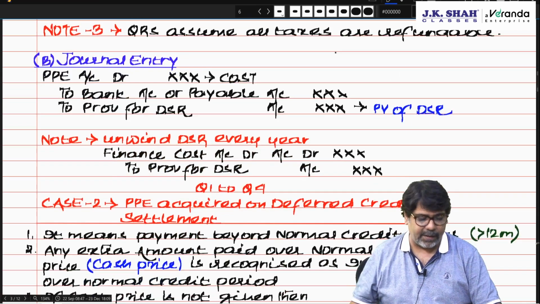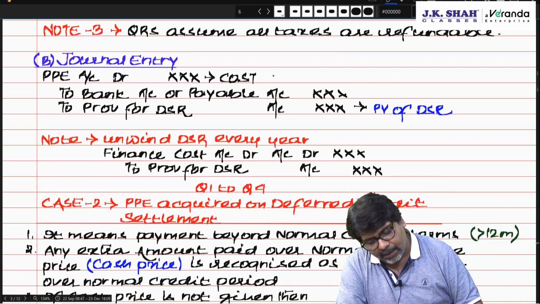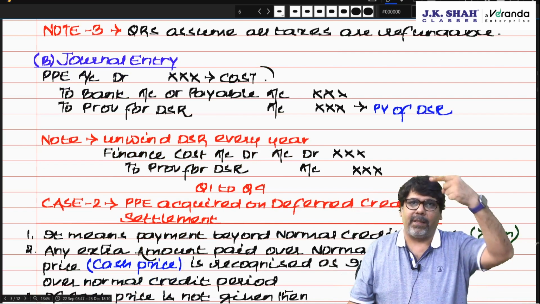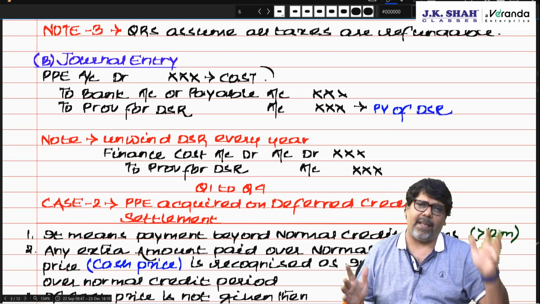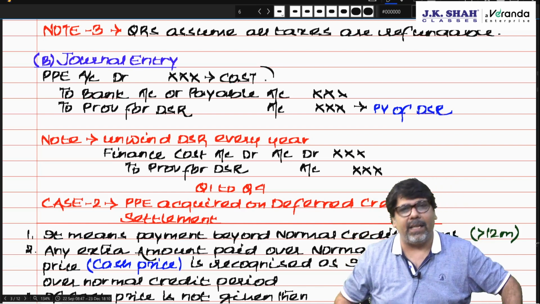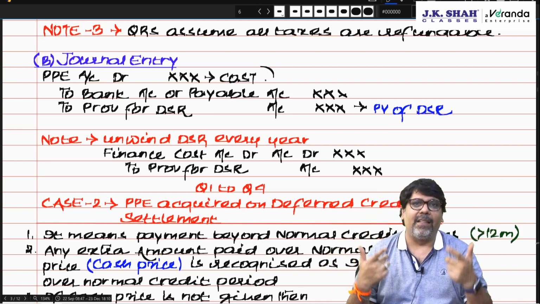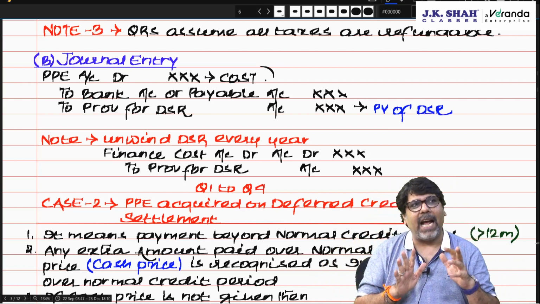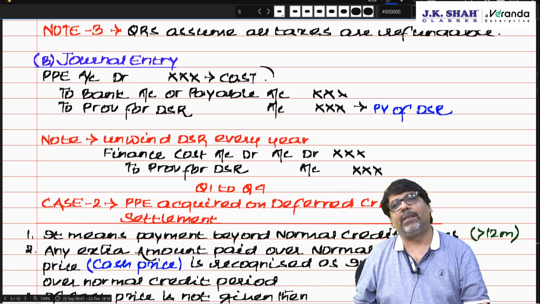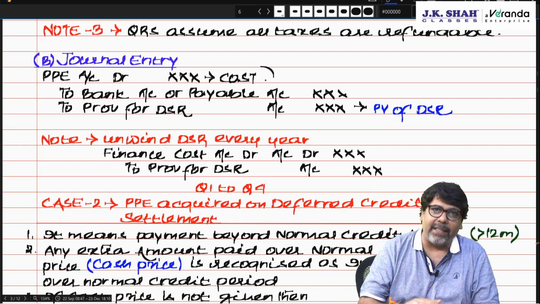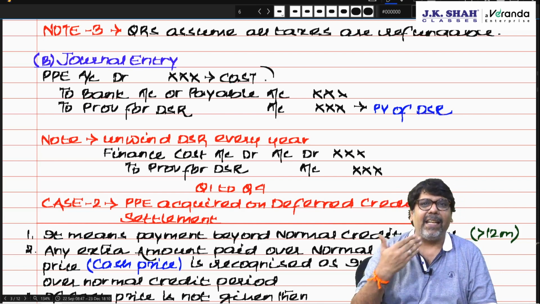Journal entry for such PPEs. PPE account, debit the cost. How to calculate the cost? Purchase price of the material, if you are constructing, or purchase price of PPE, as the case may be. From that we subtract trade discount. To that we add expenses, add non-refundable taxes, and add expenses incurred to bring the asset into running condition and its present location as intended by the management.